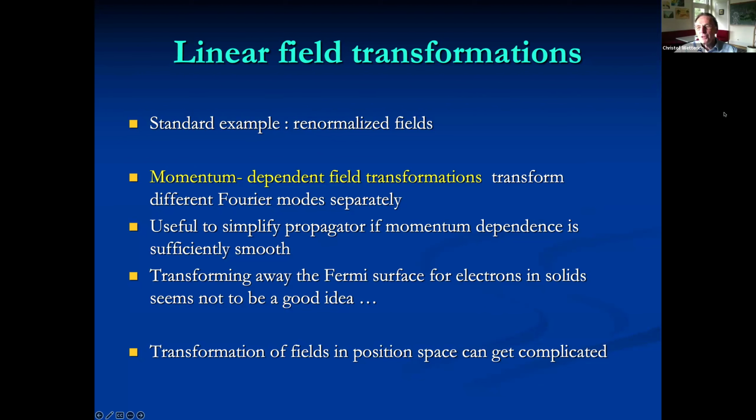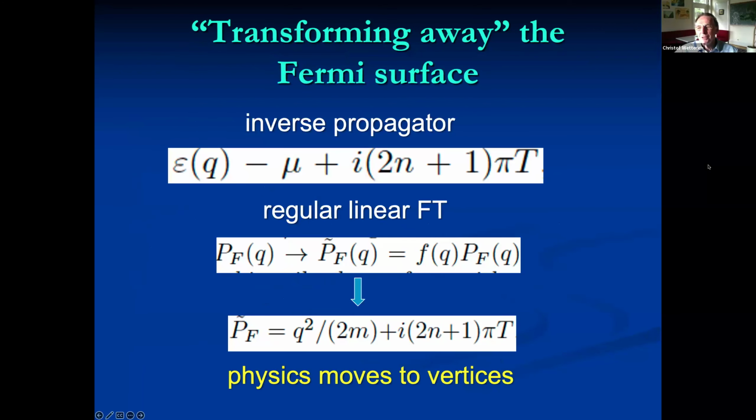Let's go to the Fermi surface in electrons. Fermi surface for electrons in solids, you can transform it completely away. And that is probably not a good idea. And the theoretical reason is that it gets complicated in position space, but let's just go through it very quickly.